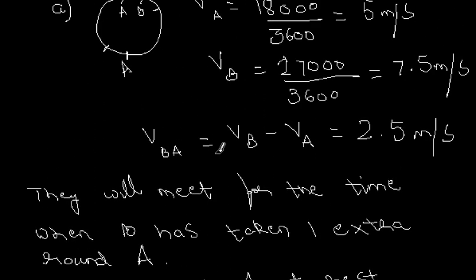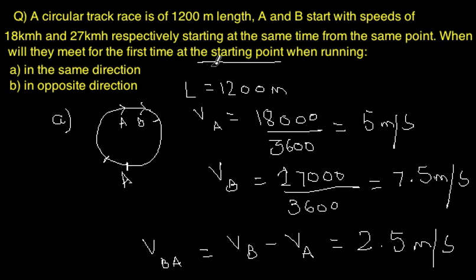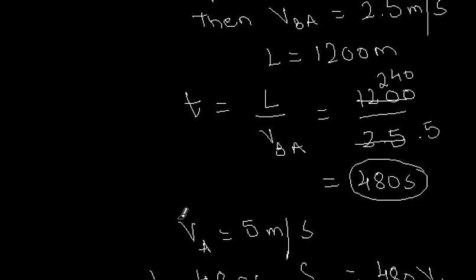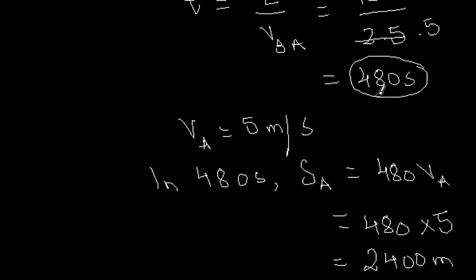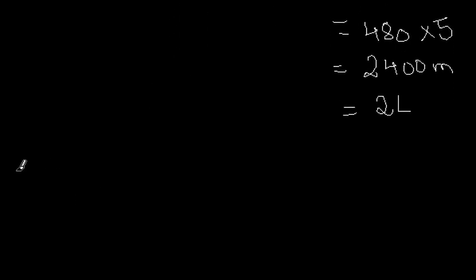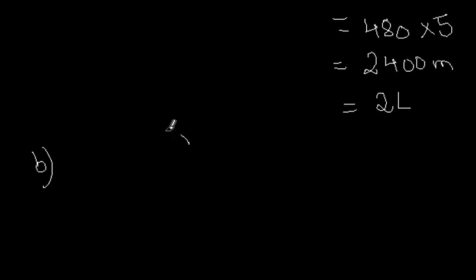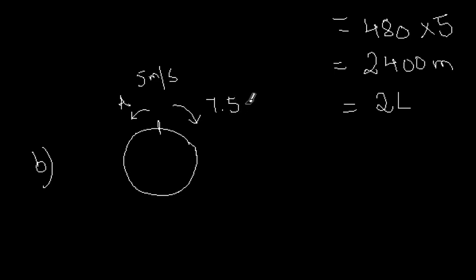So the question was, we have to find out when will they meet for the first time at the starting point. And whenever they are meeting for the first time, they are meeting at the starting point only. So therefore the required answer is 480 seconds, because they are meeting for the first time at the starting point at 480 seconds. Okay. So now for the second part, here we have been given that they are moving in the opposite direction. So they start from the same point once again, and A is moving at 5 meter per second and B is moving at 7.5 meter per second.